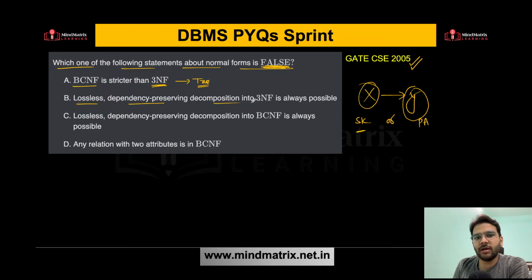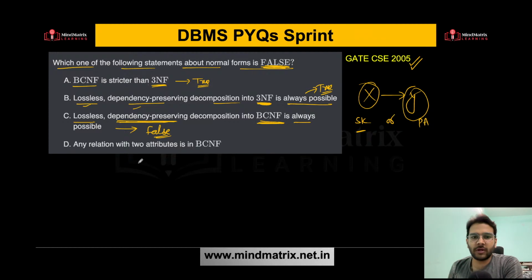Lossless dependency preserving decomposition into 3NF is always possible. What do you think? Yes, if you are decomposing into 3NF, it will be lossless and dependency preserving also. This is true. But that is not the case for BCNF. If you are doing BCNF decomposition, then definitely it will be lossless, but dependency preserving, it may or may not. So here it is saying always possible. No, not always possible. Dependency may or may not be preserved.